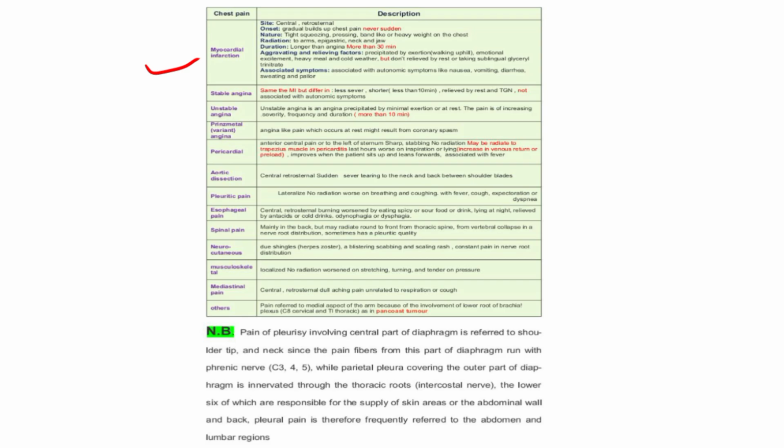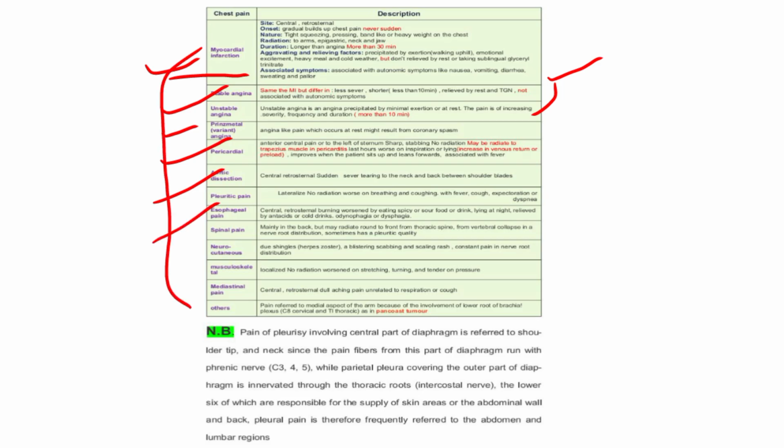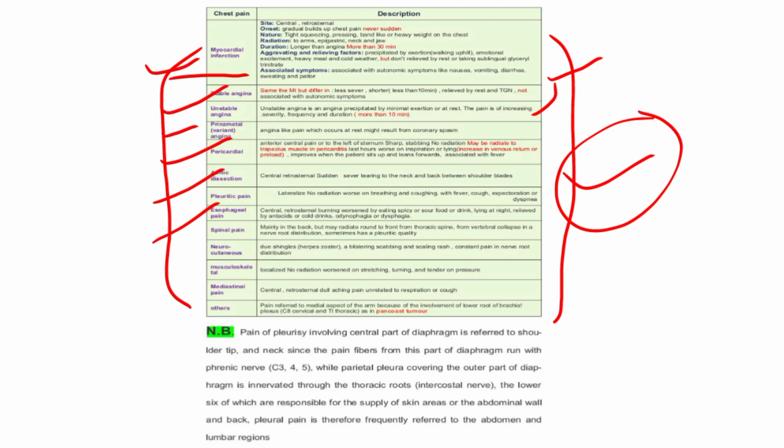We will discuss the site, onset of the pain, nature of the pain, radiation of the pain, any kind of aggravating and relieving factors in case of stable angina. These are the descriptions. In case of unstable angina, this is more severe than the stable angina. Pericarditis, aortic dissection, pleuritic pain. These you can see. These are the diseases and their descriptions are given next. This is a very simple explanation.